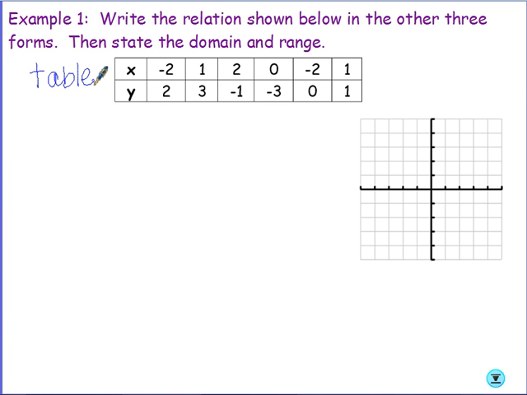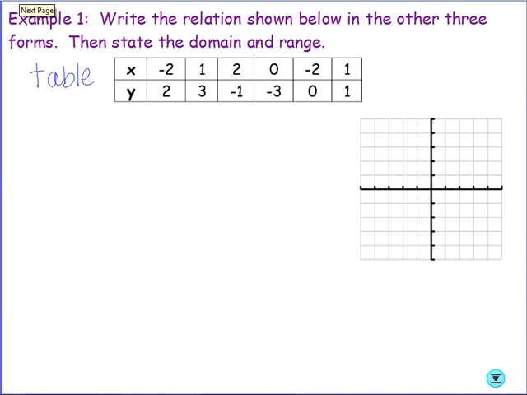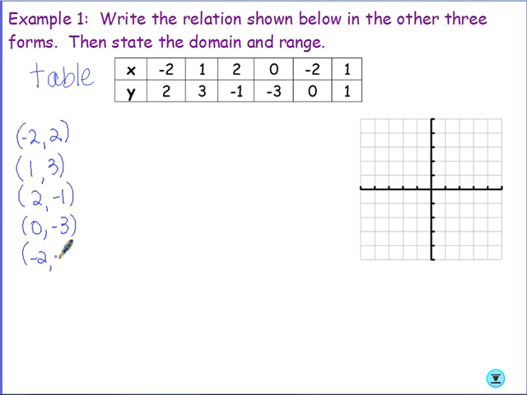So if we glance back, first we need to write them as ordered pairs. So we're going to make our ordered pairs. -2 paired with 2, 1 paired with 3, 2 paired with -1, 0 with -3, -2 with 0, and 1 with 1. Nothing fancy, we literally just took them out of the table and put them in pairs instead.